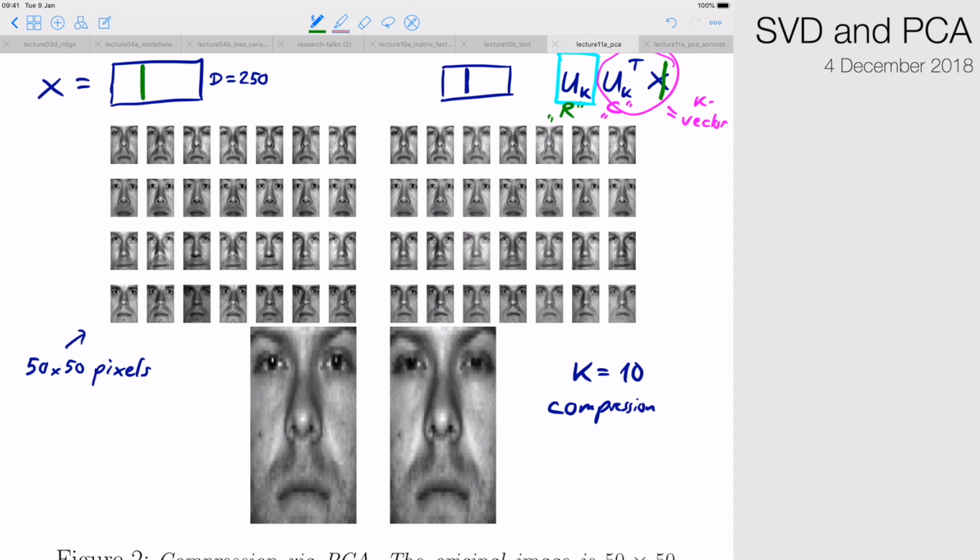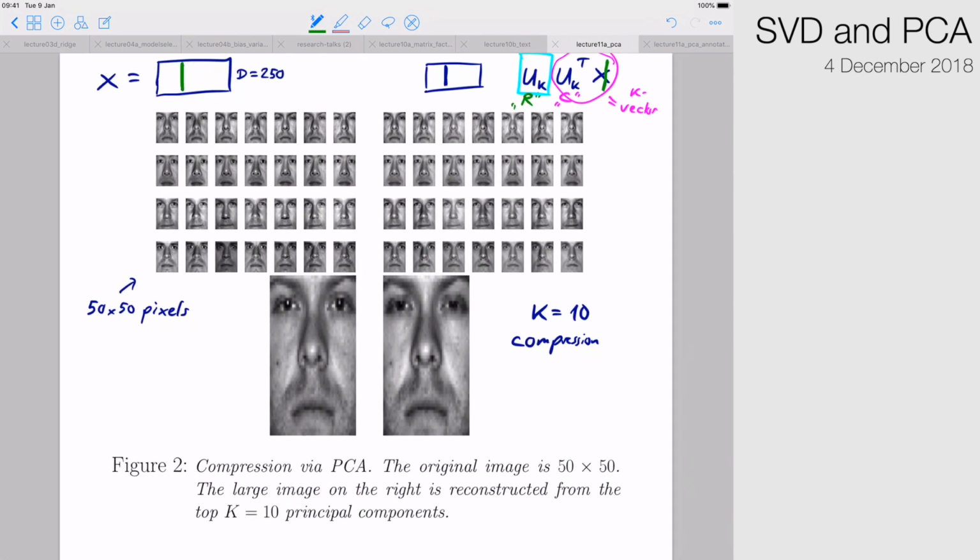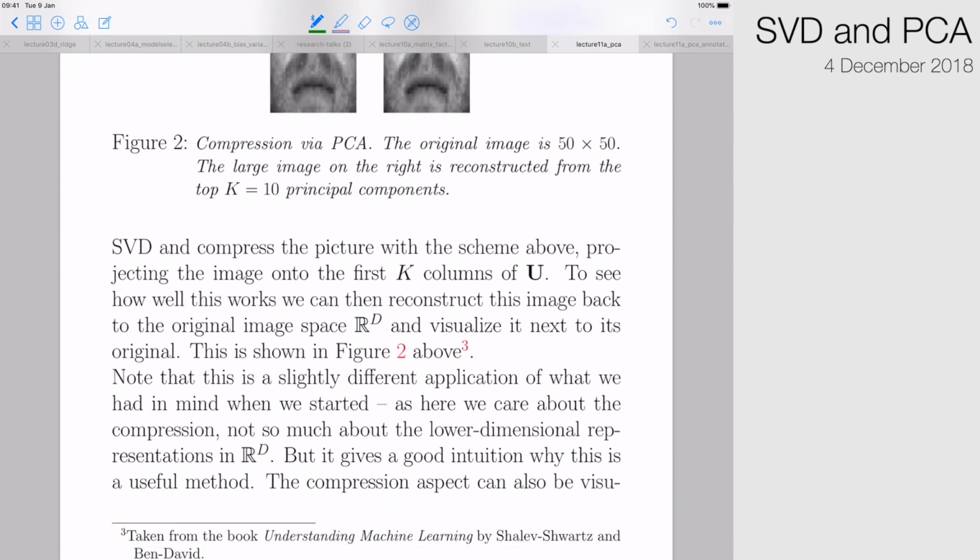So we are not showing the eigenfaces here, but well, you can look at them if you compute your U_K for your choice of K. Okay, so that's a nice way to do compression, and it works. And any questions you have on this?